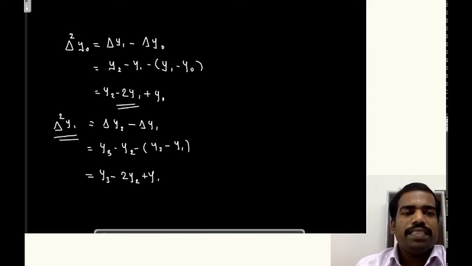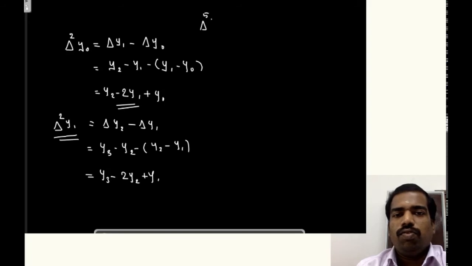So I am just giving some problems as homework. You have to find out what is delta raised to 5 y3, then delta cube y2, etc. So these are the two problems. Find what is delta raised to 5 y3 and delta cube y2. Just do these problems as your homework.